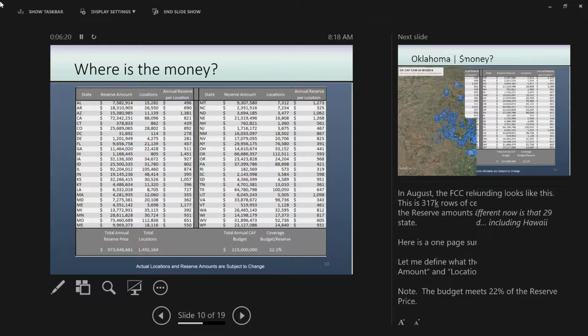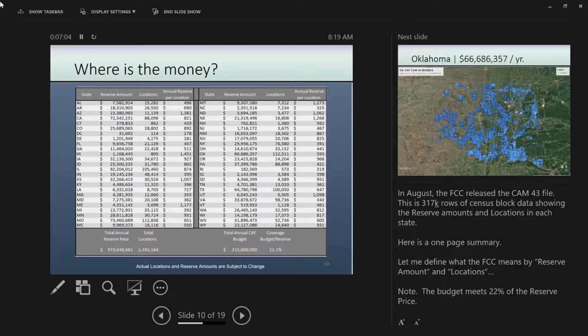Some of you may have seen the CAM 43 file that the FCC published in August, just last month, where it showed 317,000 rows of census block data, which had within the reserve amounts and locations in each state. Here is a one-page summary of the model, where it shows the reserve amount and locations per state. And I wanted to make a comment about what we mean by reserve amount. The reserve amount is the highest amount of money that any one bidder can bid. And so it is the reserve price that the auction will not go above.